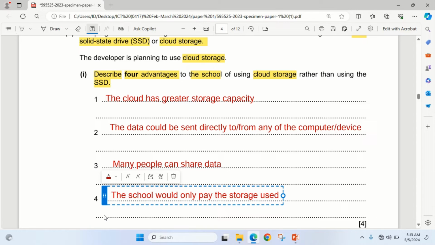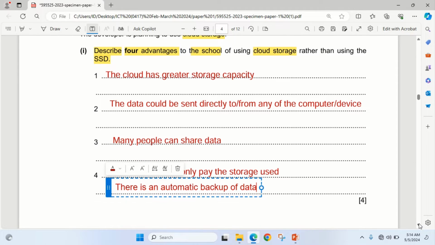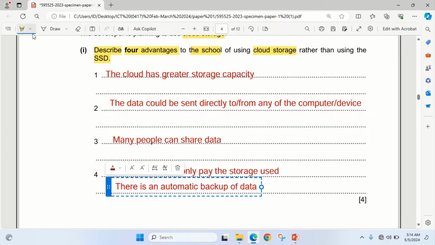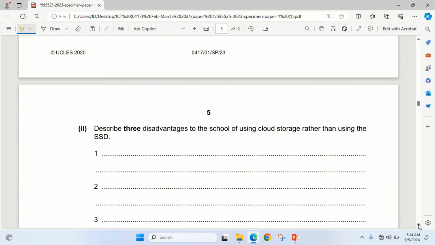Another point you can probably add here is that there is an automatic backup of data, and that's a good advantage for using cloud storage. There is an automatic backup of data using cloud storage. So any 4 points here will earn you the full mark of 4 as we have it in the question. So this is how to do it and get a star in paper 1.